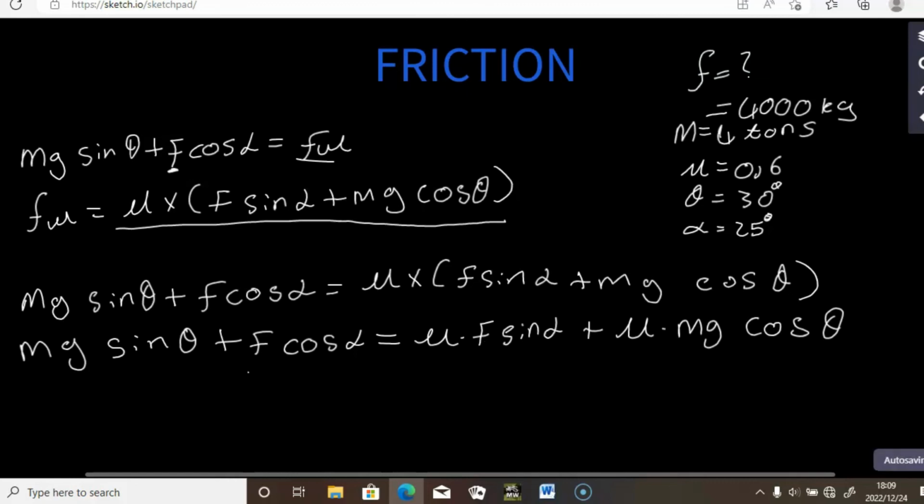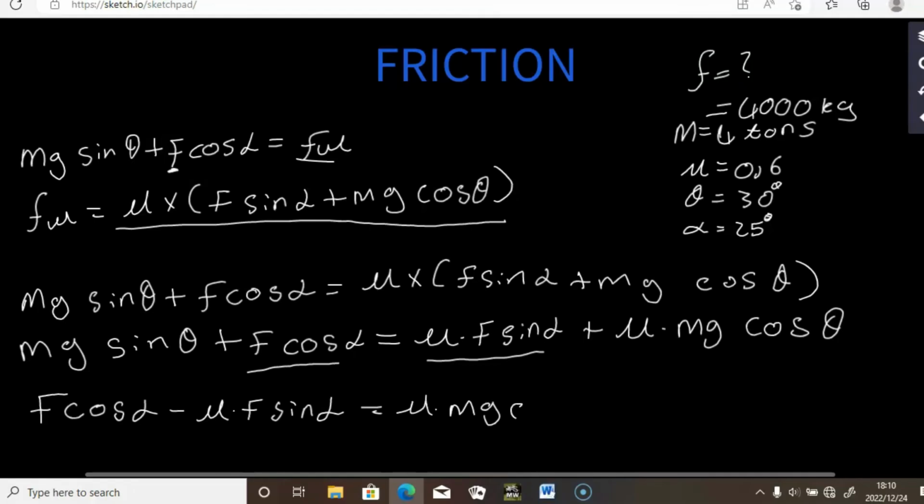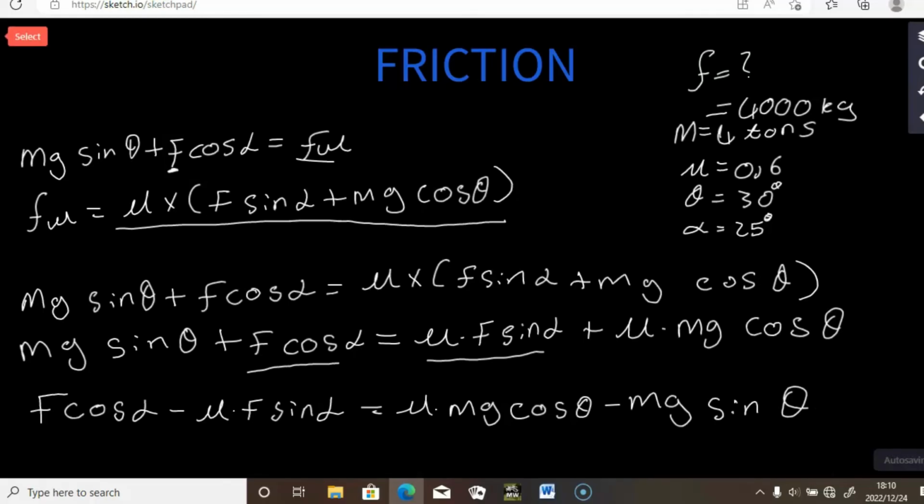Now we have to group like terms. We have F here, we have F here. Let's make sure that these two terms are on the same side of the equal sign. I'm going to say F cos alpha minus mu times F sin alpha is equal to mu mg cos theta minus mg sin theta. Then I get rid of this.